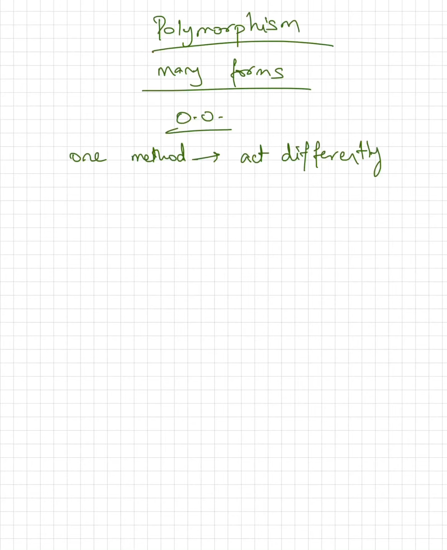The last topic is polymorphism. Now polymorphism, the word itself means many forms, but in this case, in the object oriented concept, it means one method acts differently. I'm going to write that cleanly. Act differently. So for example, let's say start.